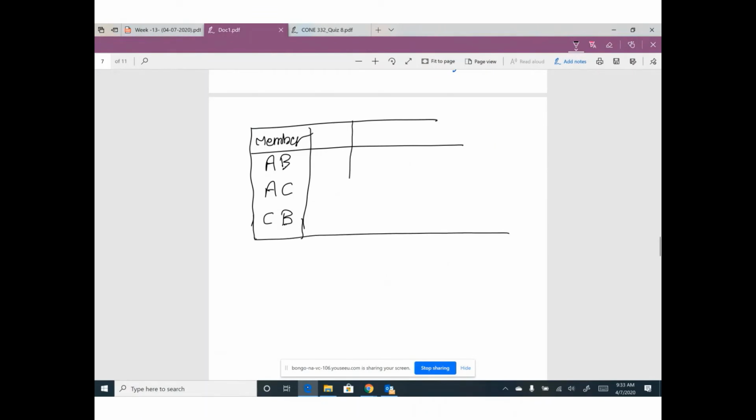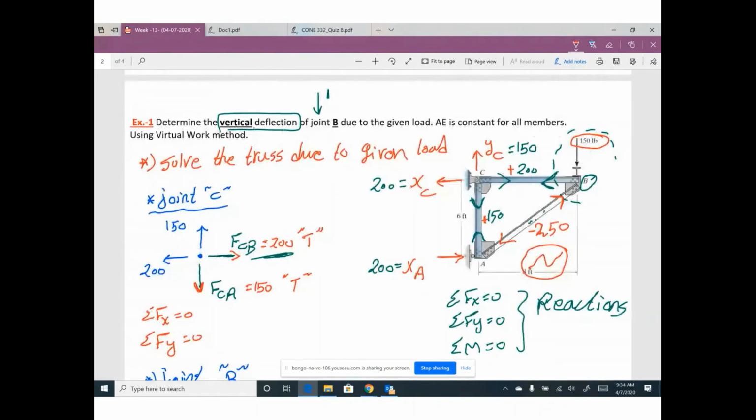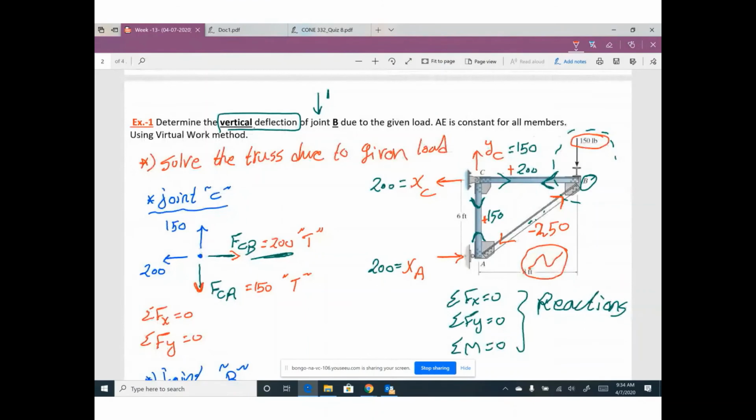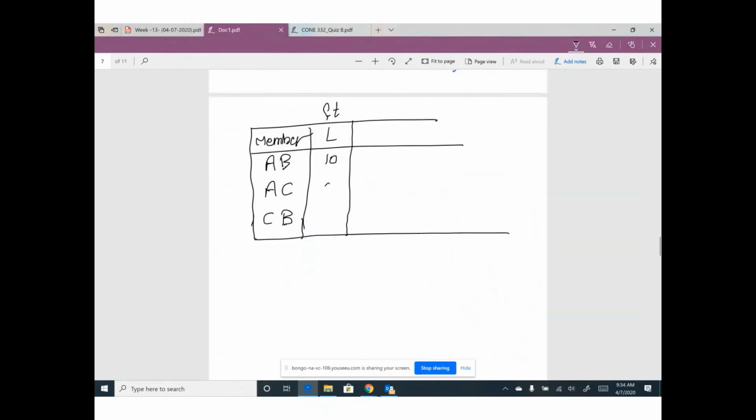What is the length of each member? For member AB, the horizontal length is 8, the vertical length is 6, so the member AB will be 10 feet. Member AC, what is the length of member AC? 6 feet. What is the length of member CB? 8 feet.